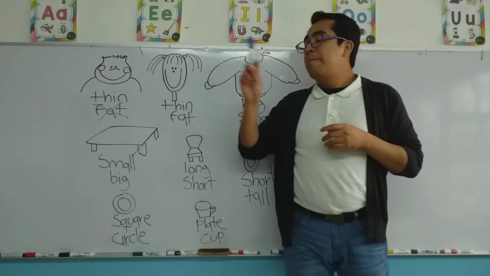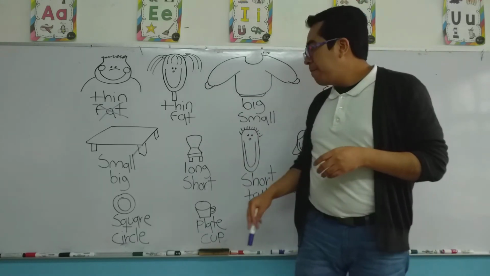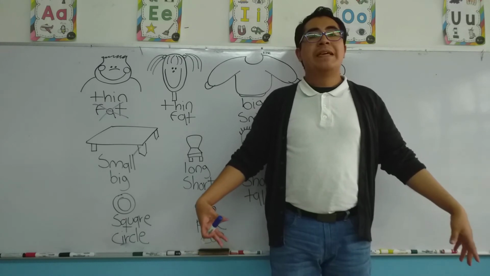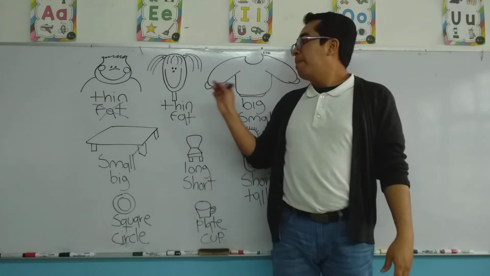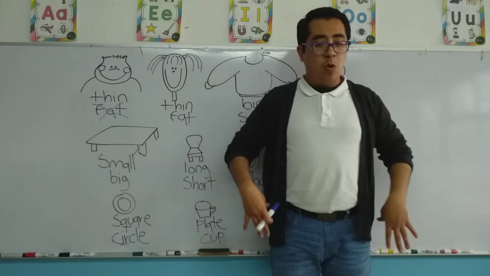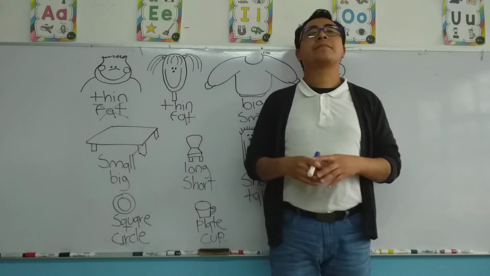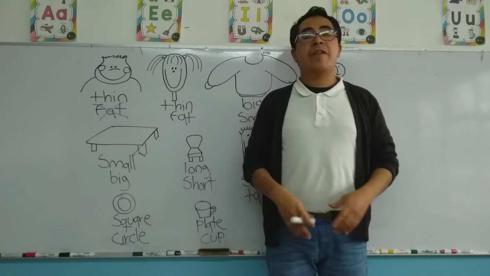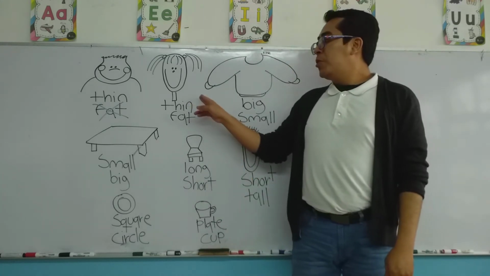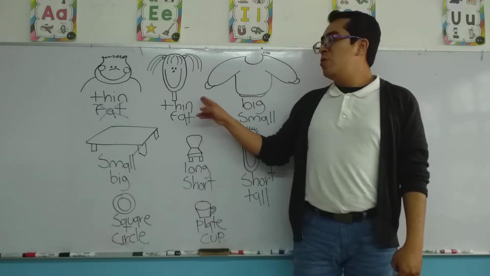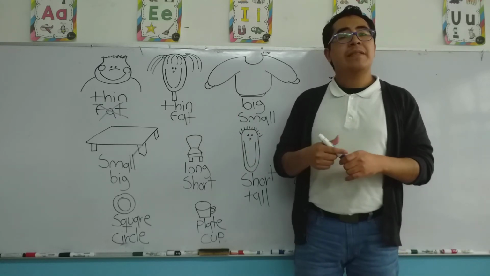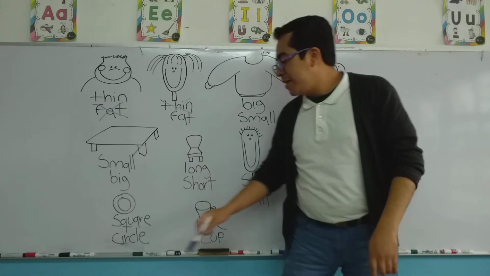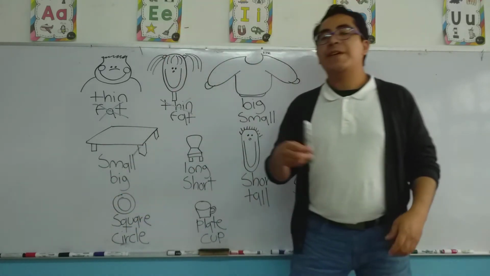Number 2, we have a girl. Now, the physique of the girl, how is she? Thin or fat? Thin, very good. So, option number 1. Number 1, it says thin. So, that's the one we mark. Esa es la que ponemos tache.